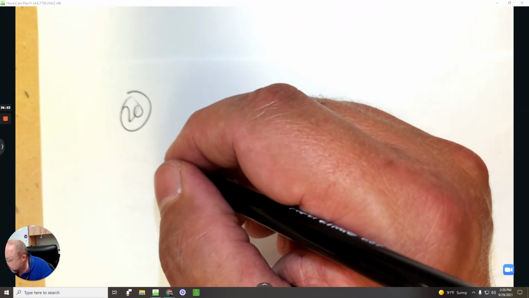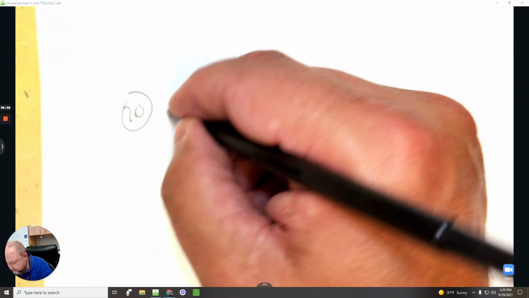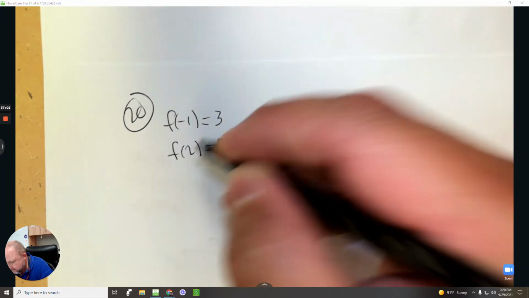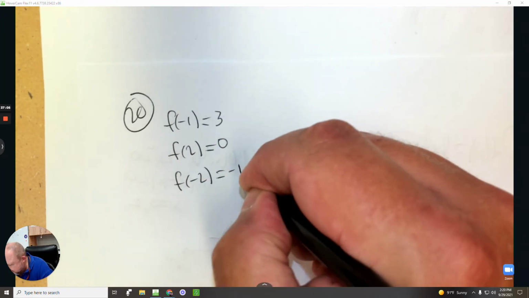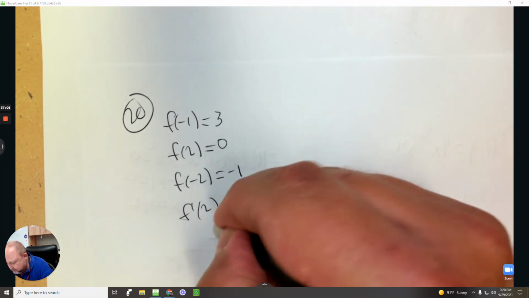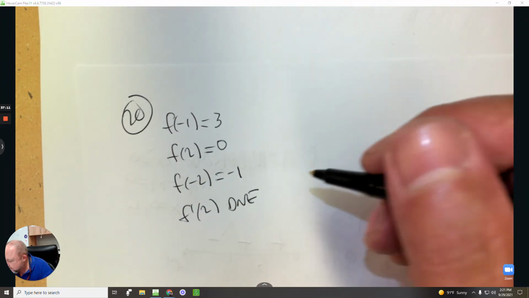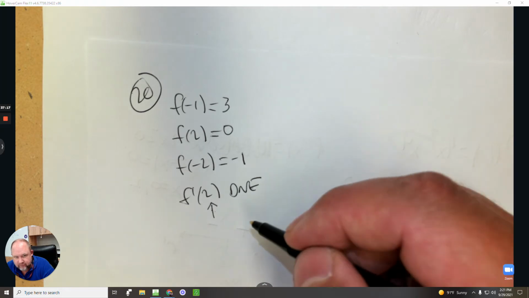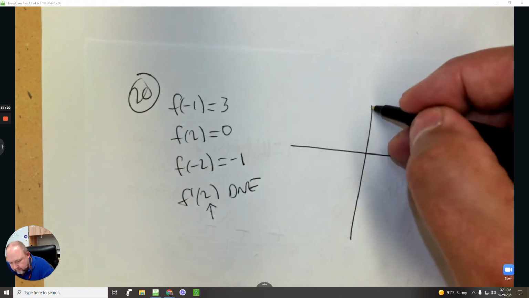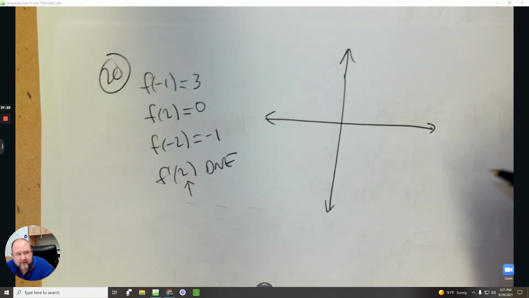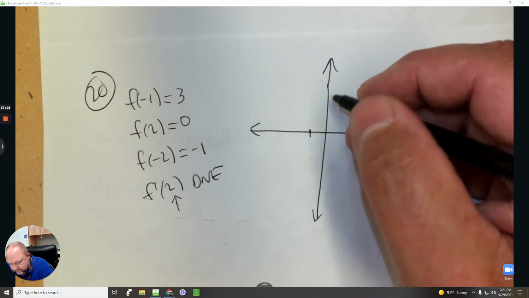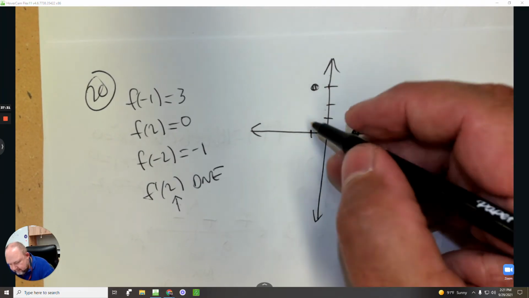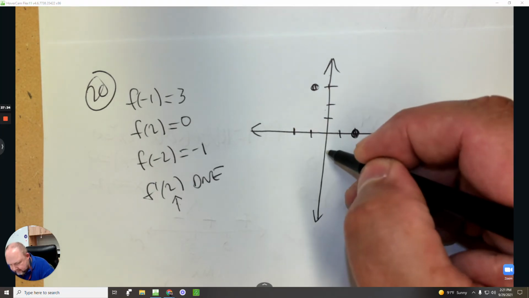Use the following information to sketch a possible graph of the function. So we have f at -1 equals 3, f at 2 equals 0, f at -2 equals -1, and the derivative at 2 does not exist. And it says that it's a continuous function, so that means there's a sharp corner or cusp there. So step 1 is just to plot these points to begin with, and then I'll connect them. So -1 and 3, 2 and 0, and -2 and -1.